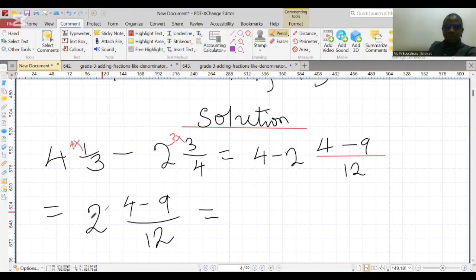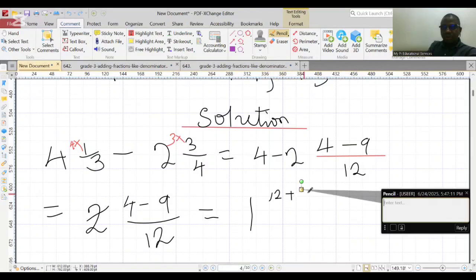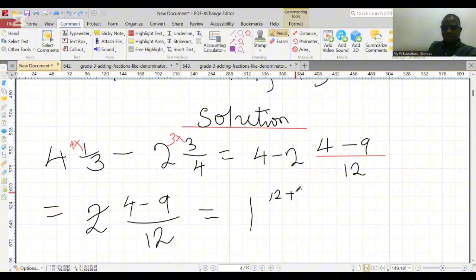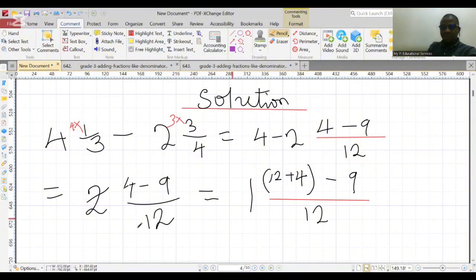We borrow 1 whole number from 2 whole, so we have 1 whole left. And the 1 whole represents 12, that is out of 12. So you add the 12 to 4, so we have 12 plus 4, then minus the 9. Everything out of 12. Don't forget it, one whole number represents 12 out of 12 when you regroup it.